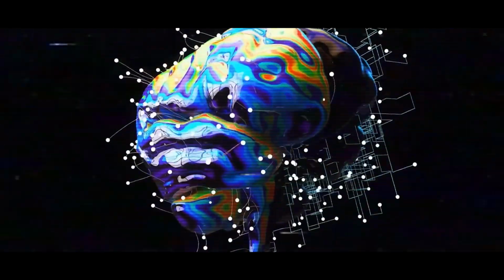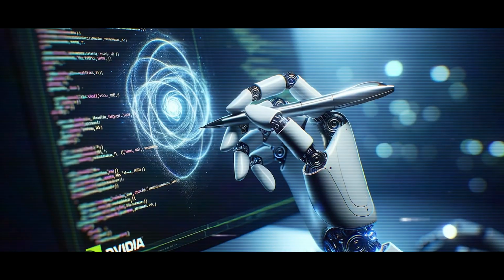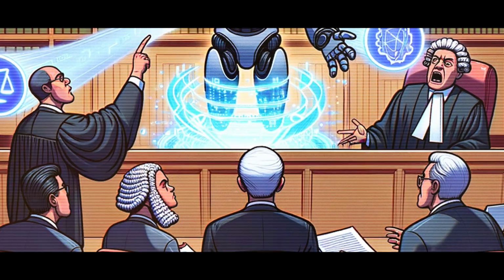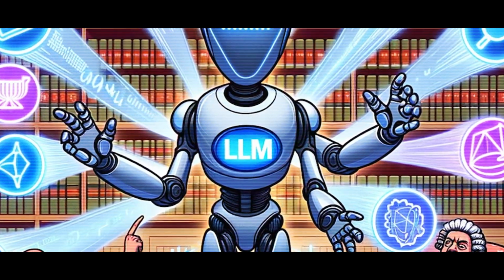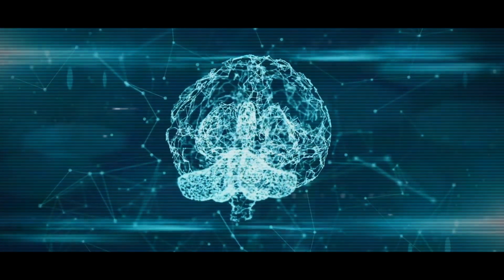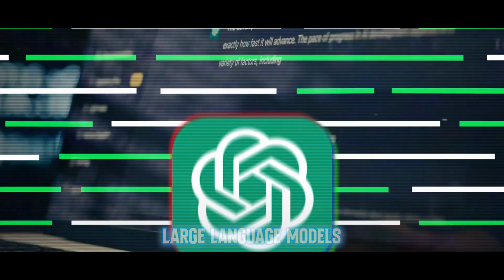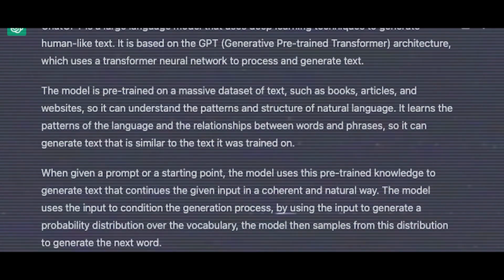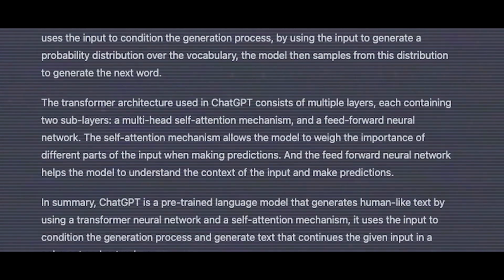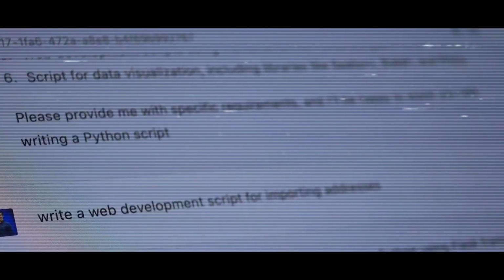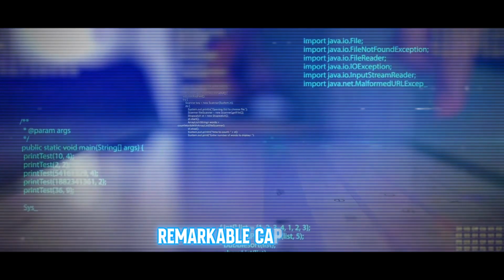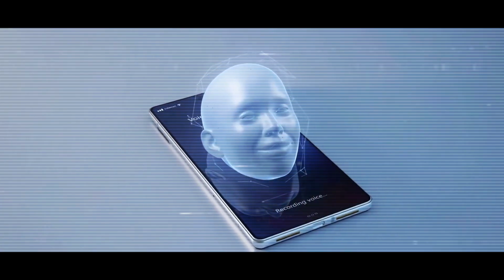To address this issue, a novel algorithm called Eureka has been developed that combines generative and reinforcement learning methods to achieve human-level reward design. Eureka leverages the power of large language models such as GPT-4 to automatically generate reward functions from natural language descriptions of the tasks. These language models are neural networks that can generate natural language texts based on a given context or prompt, and they have shown remarkable capabilities in various domains.